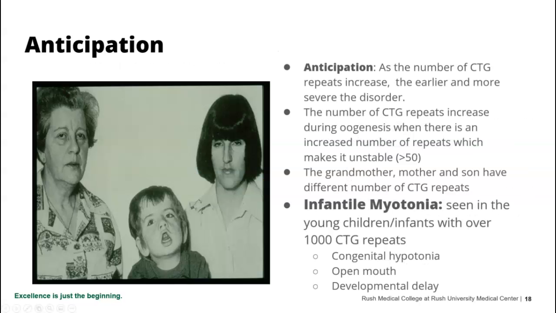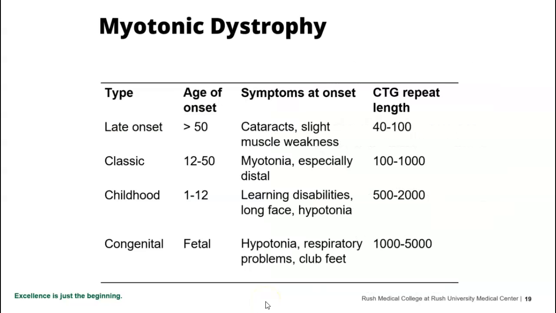So here we have something called anticipation. And anticipation, especially with these triple repeat disorders, means the disorder can get worse from one generation to the next. So grandma maybe has 100 repeats and has early onset cataracts. Her daughter kind of has this long face with some ptosis, but her baby has the low muscle tone and the tongue hanging out, or the infantile myotonia. So it gets worse from one generation to the other. In most cases, this expands and becomes unstable during oogenesis.